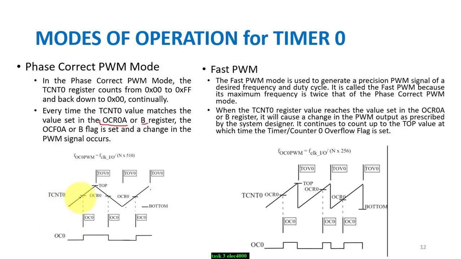So here, once it reaches the value, it will toggle. It will keep counting, going down. Once it reaches the value again, it will toggle. Quite straightforward. So you generate any pulse using this method.